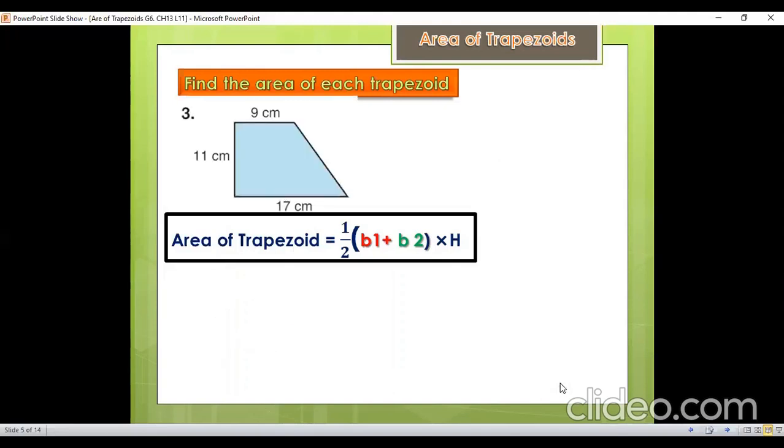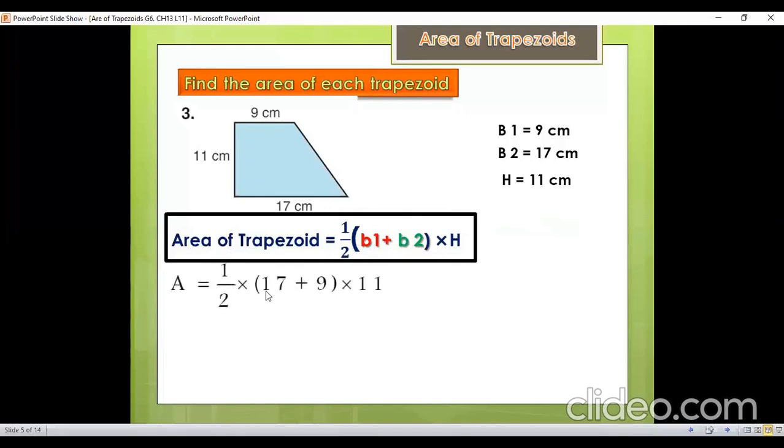Question number 3. Base 1 is equal 9. Base 2 is equal 17. And height is 11. And this is our formula: area of trapezoid equals half, base 1 plus base 2, multiplied by height. By substitution, area equals half multiply 17 plus 9 in brackets multiplied by 11.